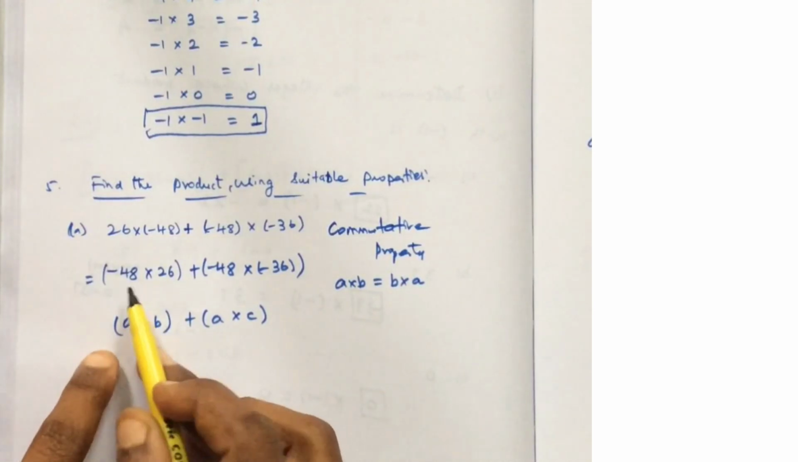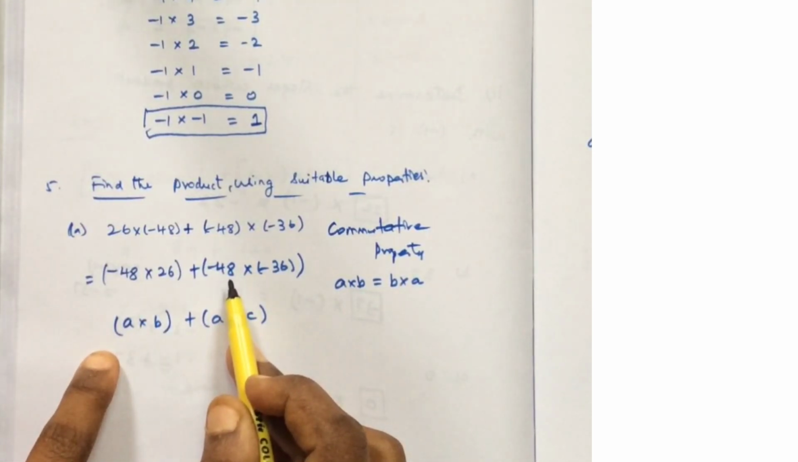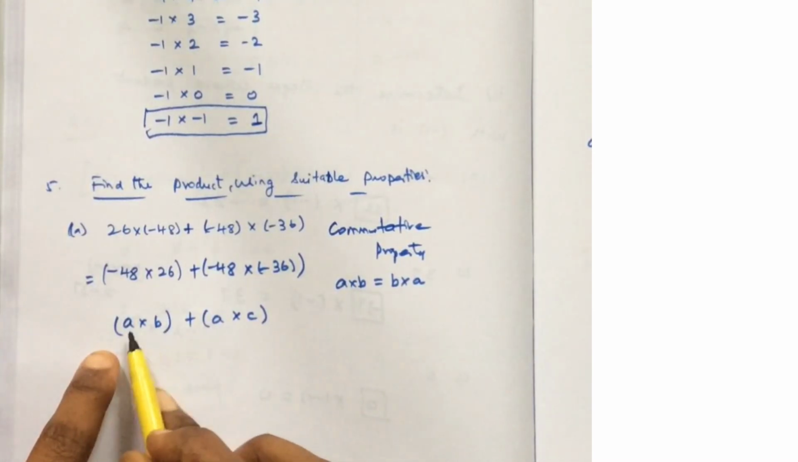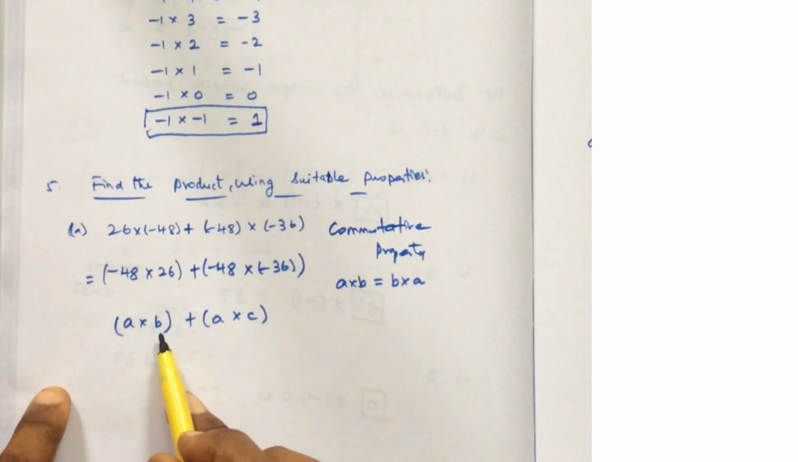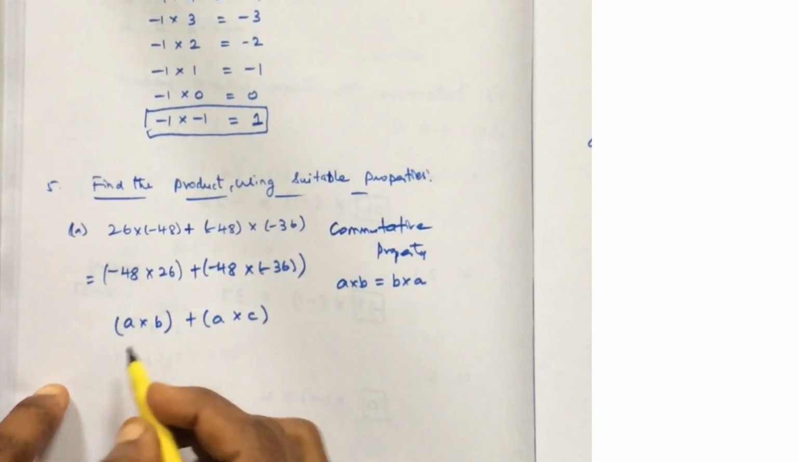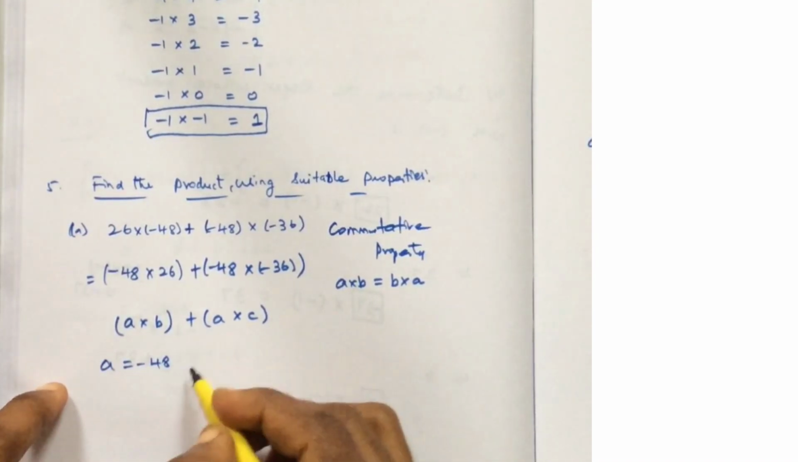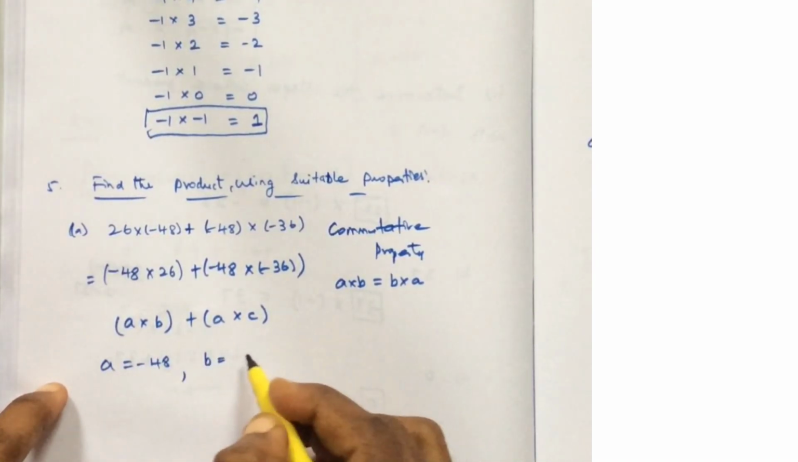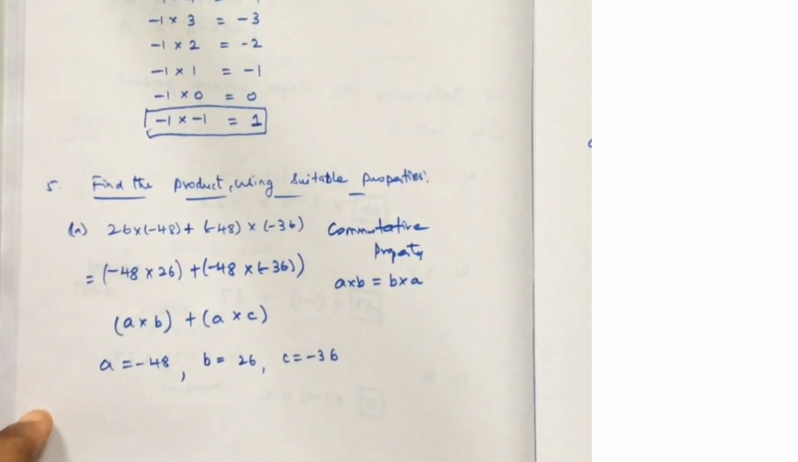Here A is minus 48, here also A is minus 48. A should be the same here and here. Here A is minus 48, here A is minus 48. Here B is 26, here C is minus 36. Let me write A equal to minus 48 and B equal to 26, C equal to minus 36.